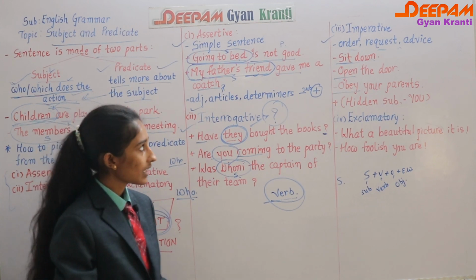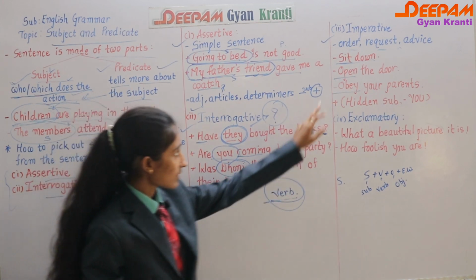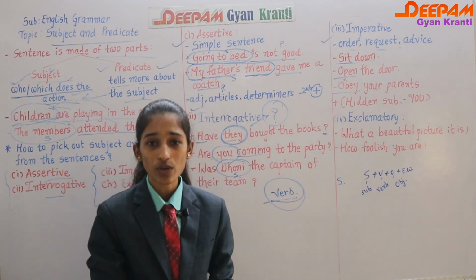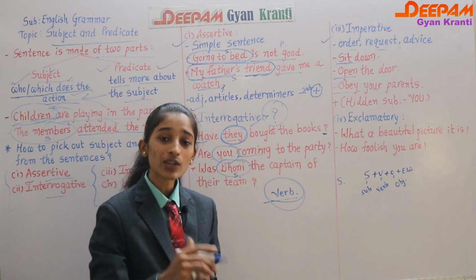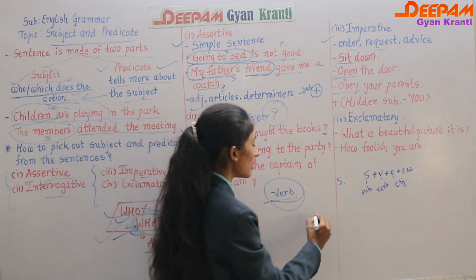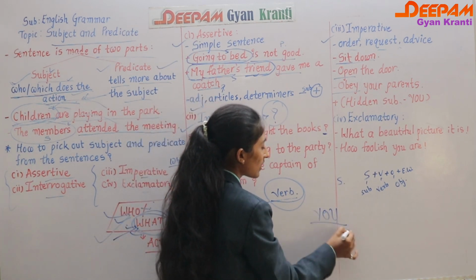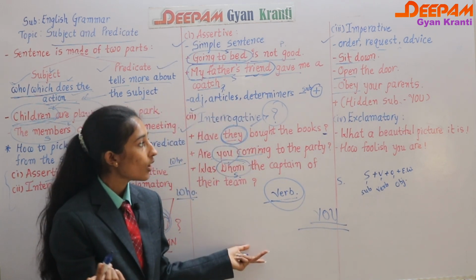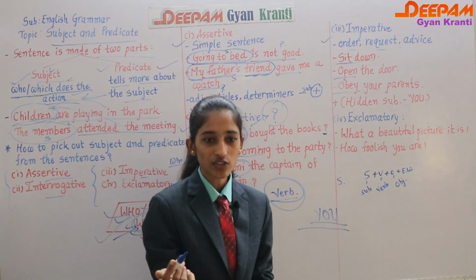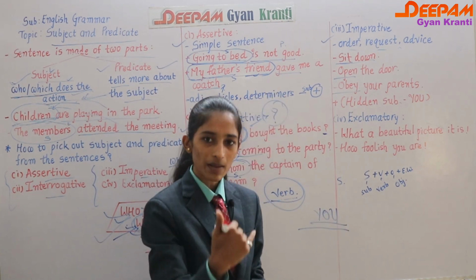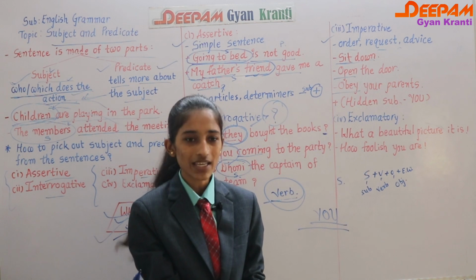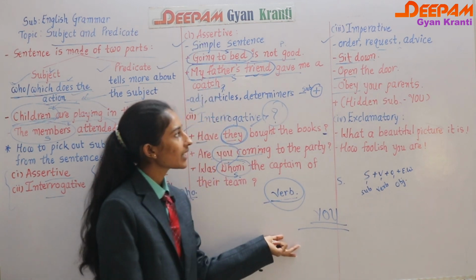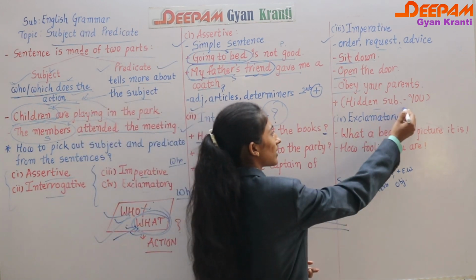So remember one thing, in an imperative sentence, sit down means we are giving an order to someone else, or we can say we are requesting somebody. We are always giving the order to another person, the third person, that is you. So here a hidden subject is there. You means: you sit down, you come here, you shut the door. Nobody is there, we are giving the order to the third person, you. So in the imperative sentence we have the hidden subject, that is you.